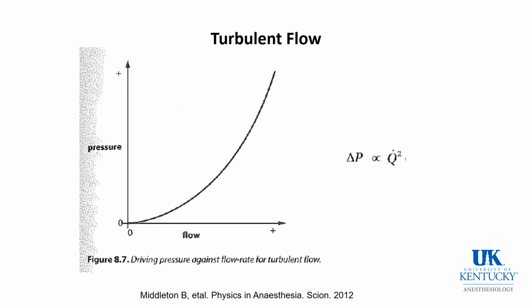And as I stated earlier, unlike laminar flow in which the relationship to pressure is linear, with turbulent flow, it's exponential. And the faster the flow, the more the pressure gradient. And that's why when patients have obstruction and they try to breathe rapidly, they have much more problem than if you can convince them to breathe more slowly. The same is true as you're trying to get flow through endotracheal tubes.